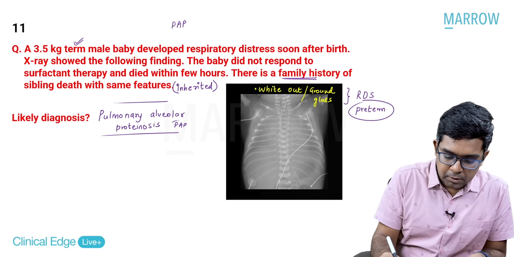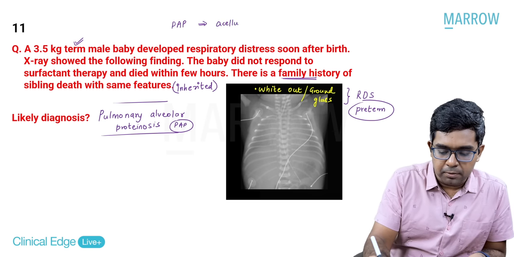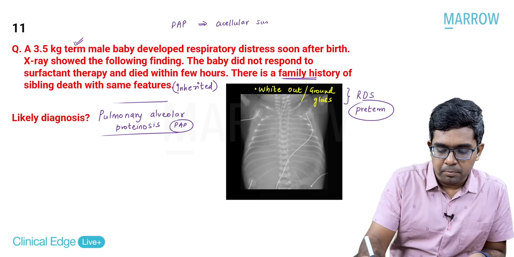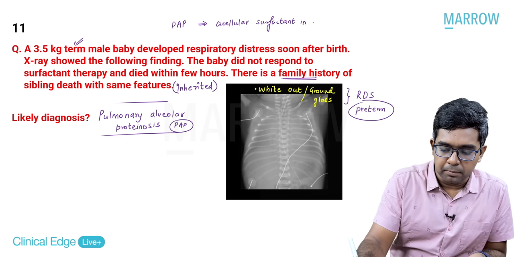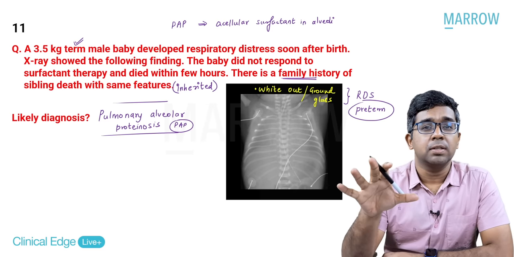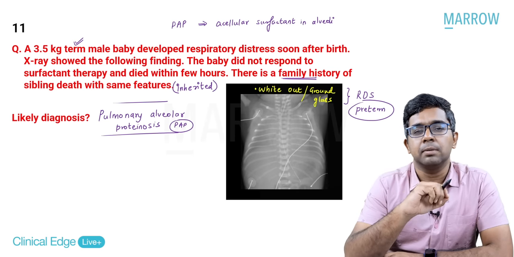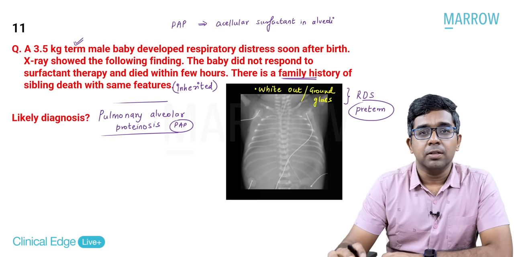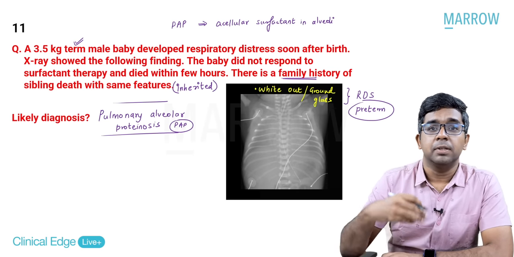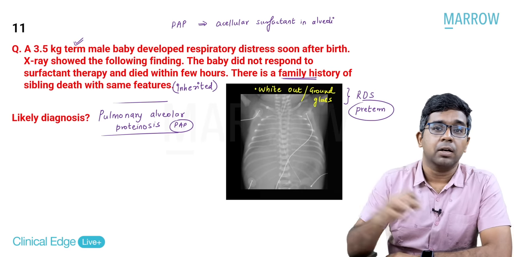Pulmonary alveolar proteinosis is due to accumulation of acellular surfactant in the alveoli. What is the meaning of this? It is old surfactant which accumulates inside the alveoli. Normally, when the surfactant becomes old, it has to be removed from the alveoli with the help of pulmonary alveolar macrophages.